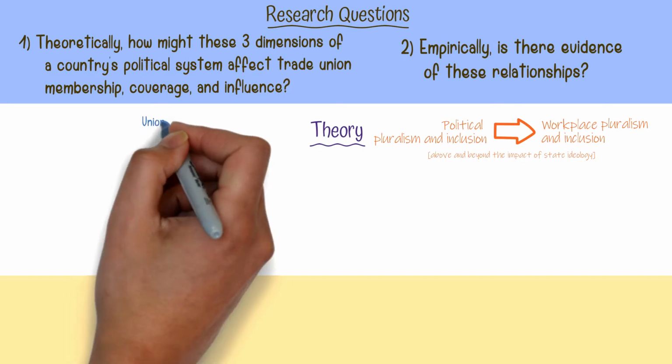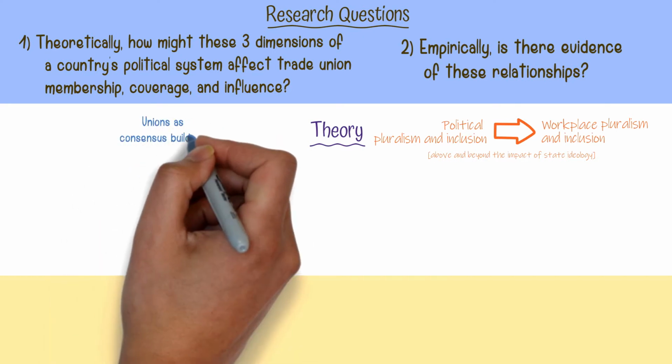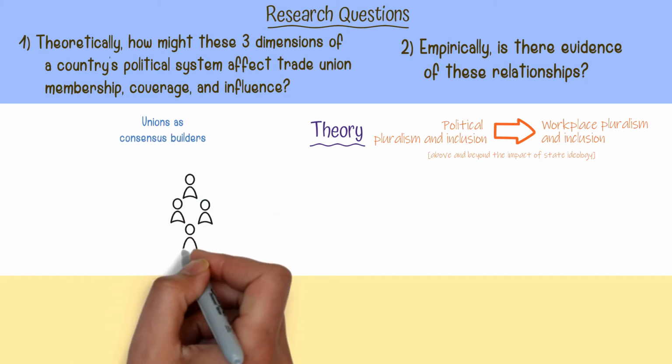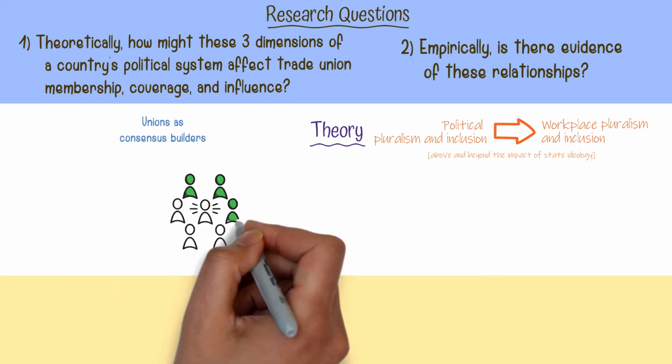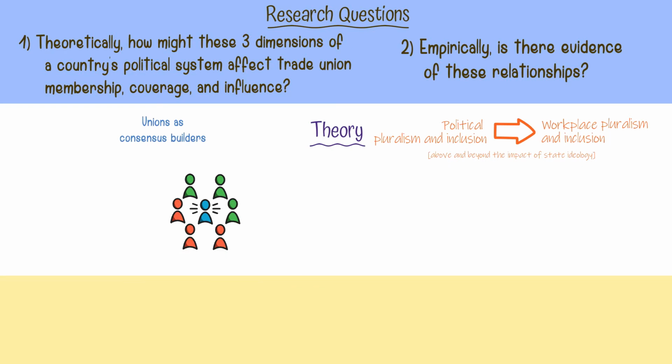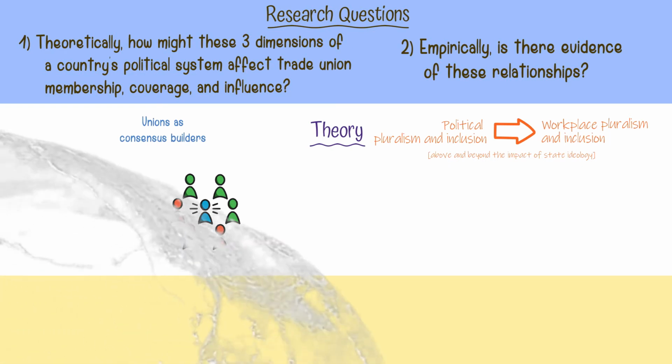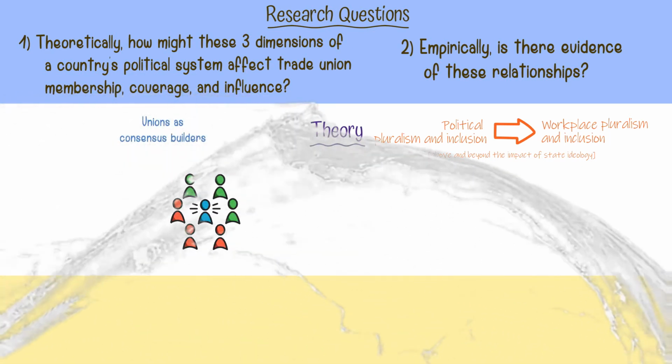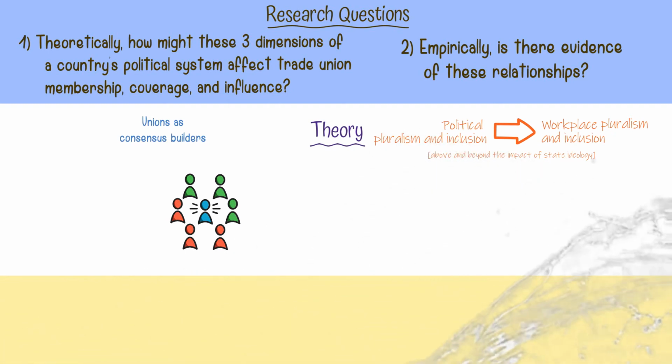Under more representative and coalitional systems, unions have greater opportunities to be consensus builders, thus enhancing their value and societal legitimacy. This can spill over into greater legitimacy and influence for unions in the workplace, regardless of whether the legislature or ruling coalition is right or left-leaning.